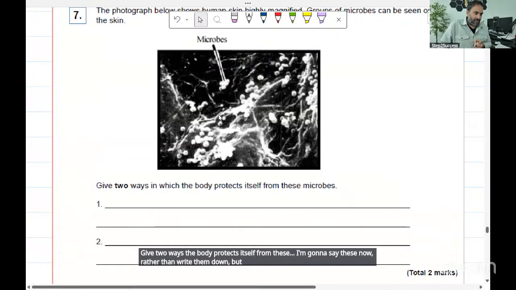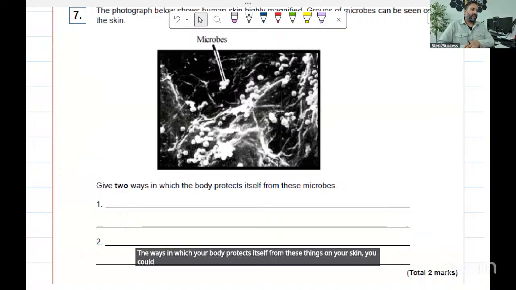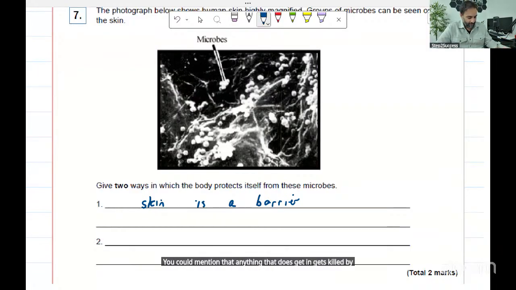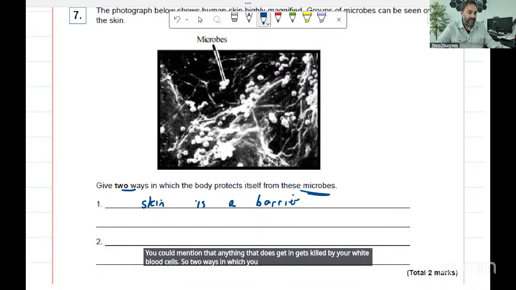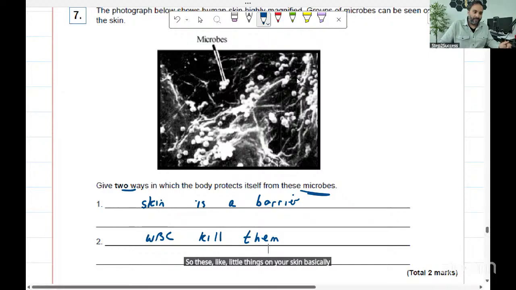But the ways in which your body protects itself from these things on your skin, you could say something like, the skin itself is a physical barrier. It's stopping them from getting in. You could mention that anything that does get in gets killed by your white blood cells. So two ways in which you protect from these microbes. If they get into your body, white blood cells kill them. So these like little things on your skin, basically.